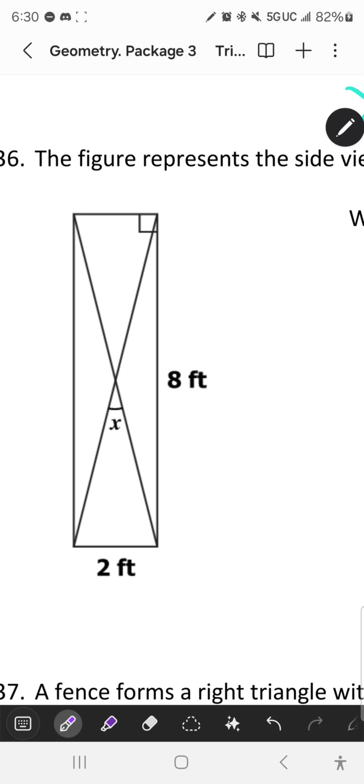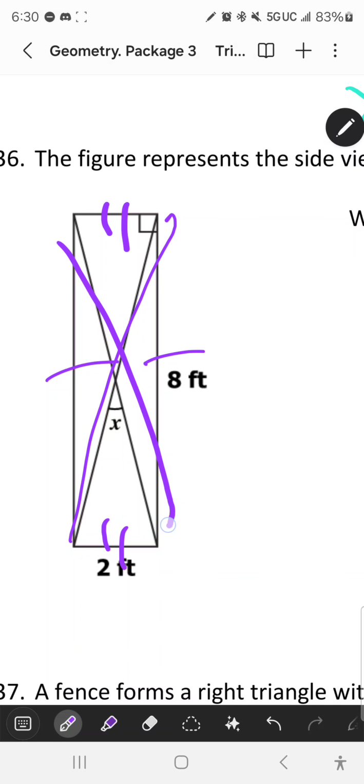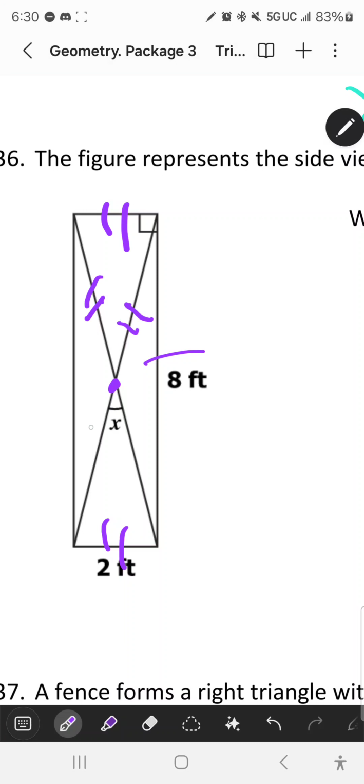The thing with this problem is that you need to know the properties. As soon as I see a rectangle, I know this, I know this and this. I also know this is equal to this one. I also know they intersect in the middle, so these four little sides are equal to each other. Based on that, I know what my answer is.